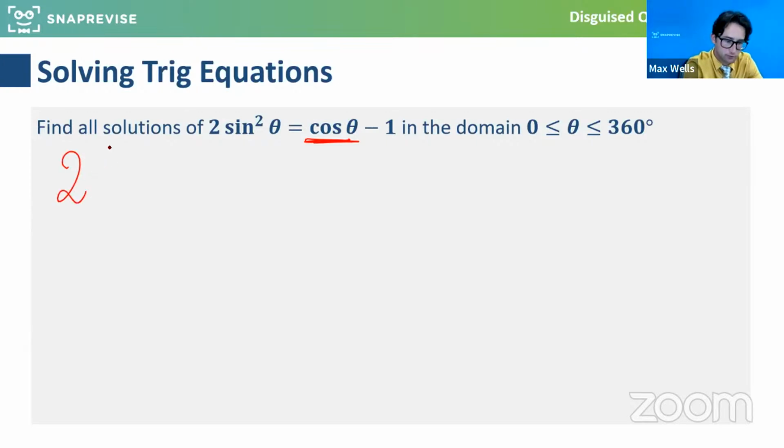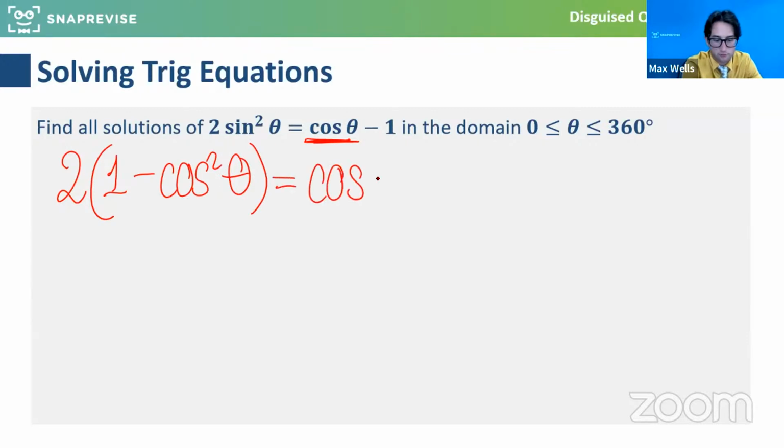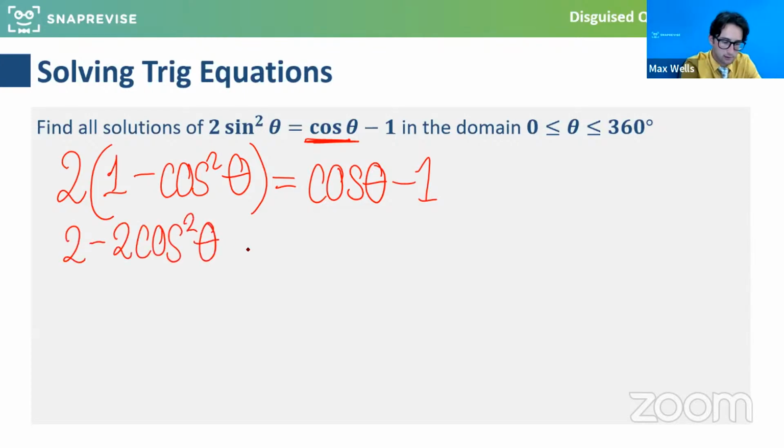So that means that we can replace sine squared with 1 minus cos squared. And this is definitely the way to go, because then we've just got cos everywhere, and we don't have to worry about dealing with two different trig functions that are doing different things. So if I expand that out, I get 2 minus 2 cos squared theta equals cos theta minus 1.